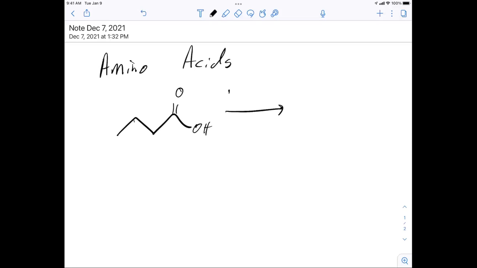Amino acids, right? And we talked about the review type process when we ended class last time, which is, we could take an amino acid like this, and then we could go through a process where we did the Br2 and PBr3, right? That's the Hell-Volhard-Zelinsky reaction.